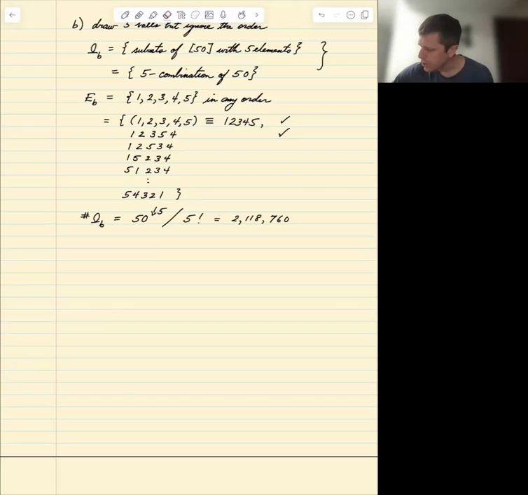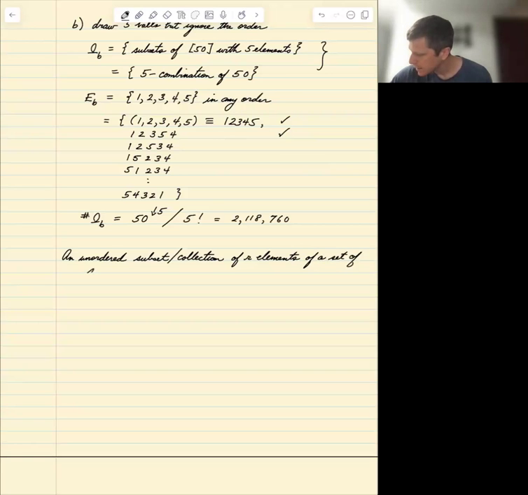So an unordered subset or collection of R elements of a set of N elements is called an R combination of N.